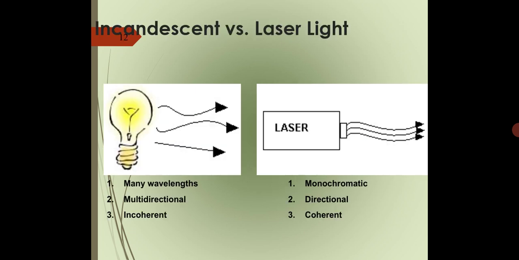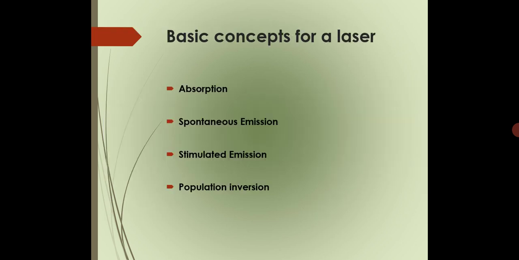Now, if we make a small comparison between an incandescent bulb and laser light, what happens? The incandescent bulb has many wavelengths. It is multidirectional and incoherent. But as compared to this, the laser is monochromatic, directional and coherent.